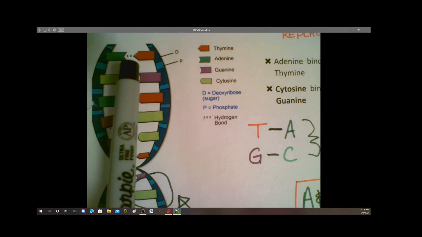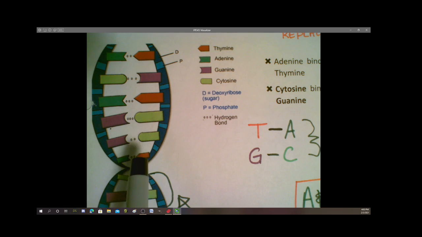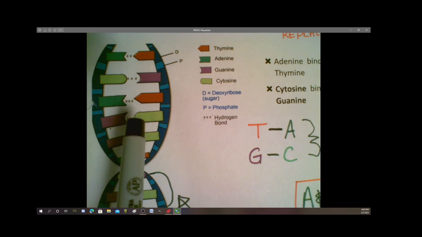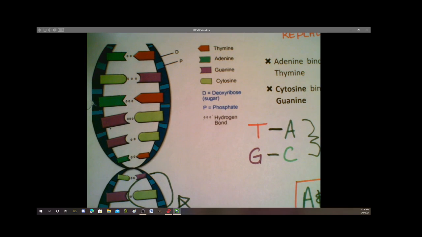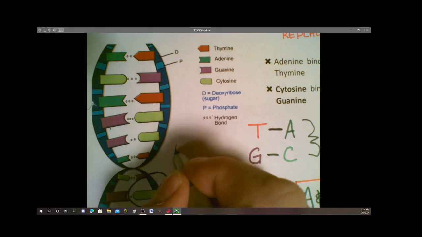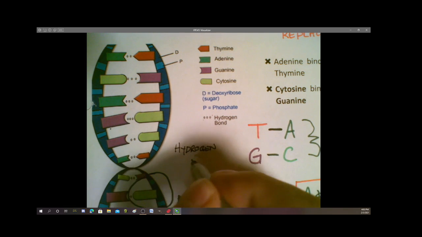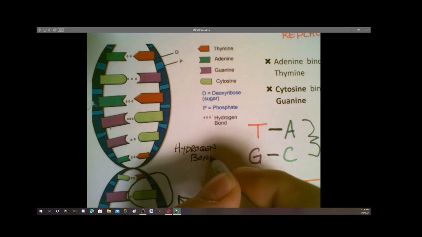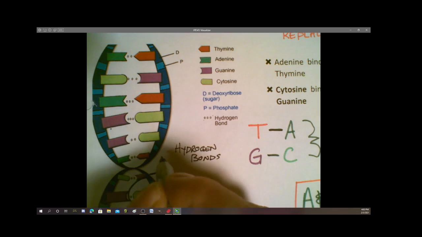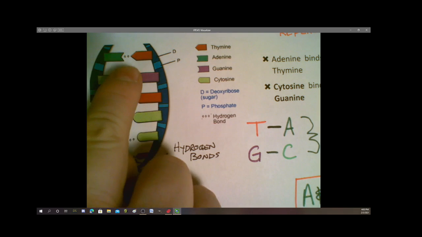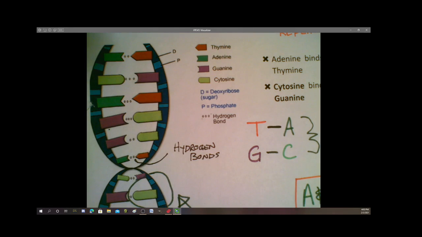Now, these bases are held by bonds called hydrogen bonds. And these hydrogen bonds are really weak. So the DNA can be unzipped fairly easily because these hydrogen bonds are what hold the bases. So what we can do is we can unzip them and split them apart so that we can read the DNA.